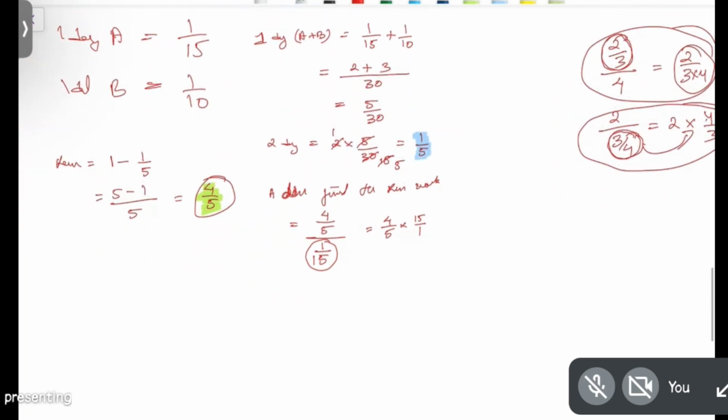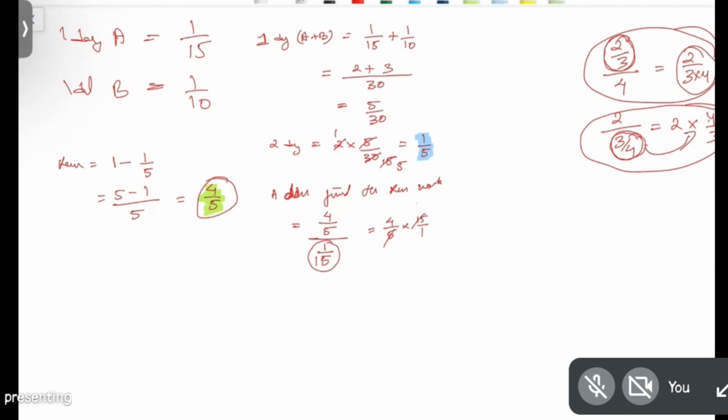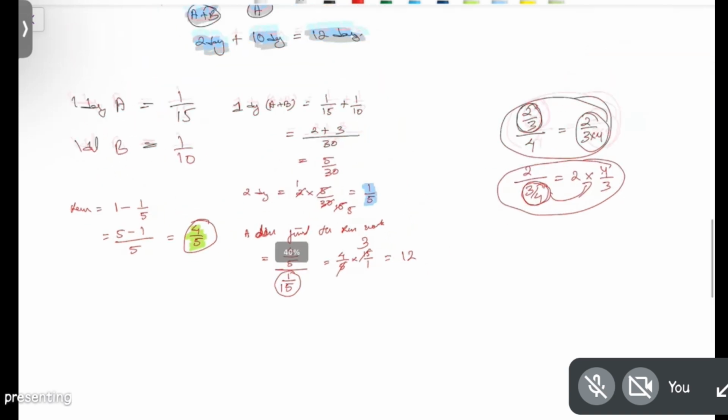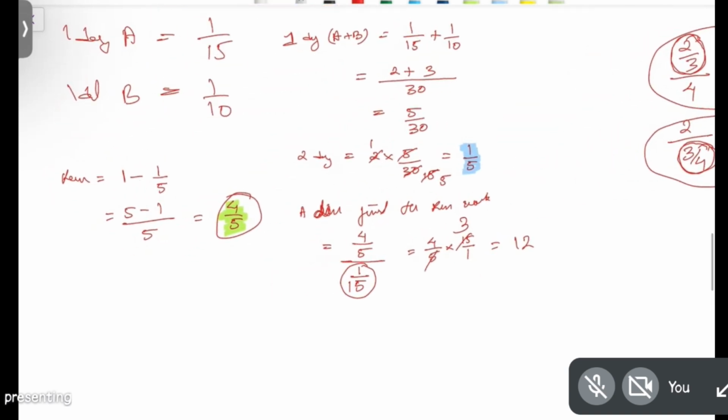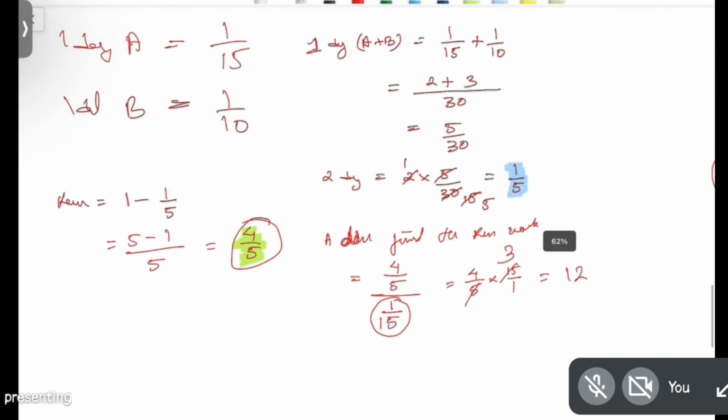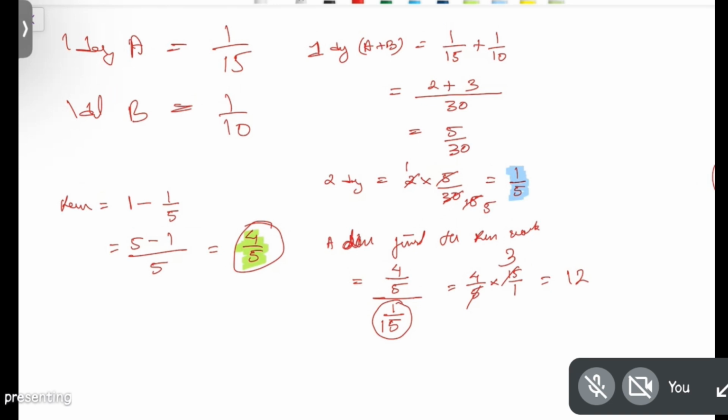Now, 5 into how much? 5 into 3. 5 3s are 15. So 4 3s are 12. Did I miss something? 5 3s are 15, and so our answer was what? 12 days, right? But I'm missing something here. 15 30, and if I reduce this one, it is 1 by 6.